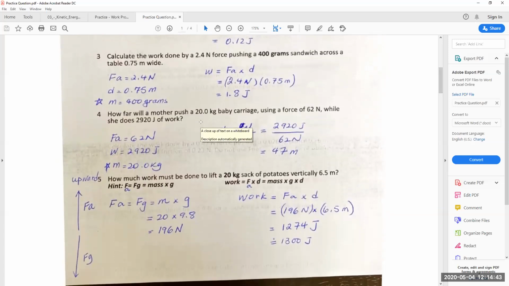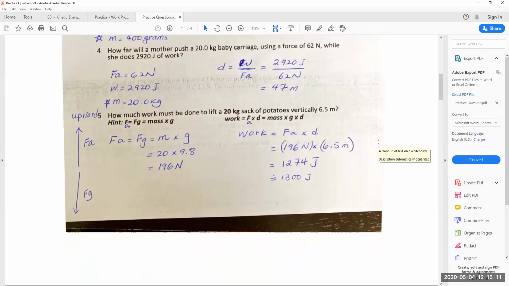Similar to the next question, again, they give you the force and they give you the work, and you have to calculate the distance traveled. So how far is it moving? You rearrange the formula and you calculate. But again, they give you mass, which is completely useless because again, you are moving horizontally, not vertically.